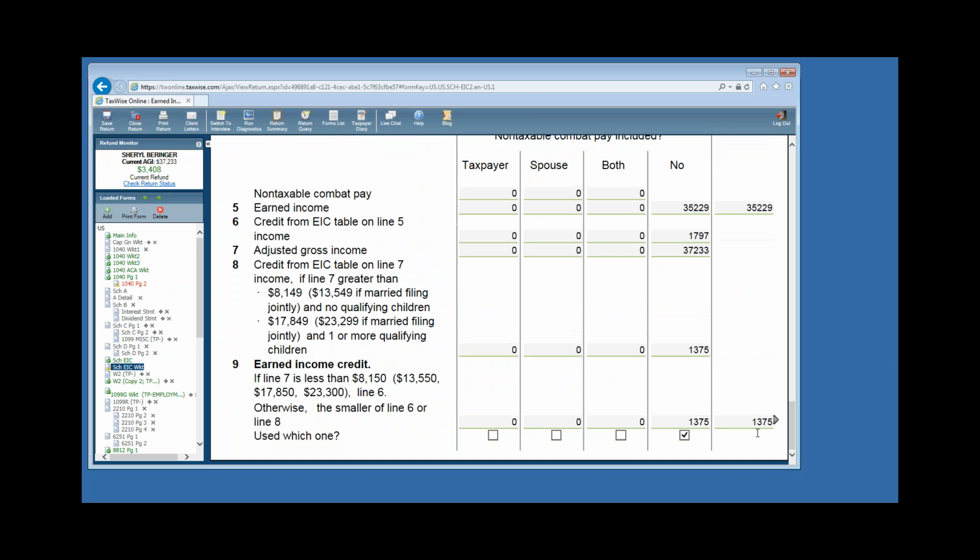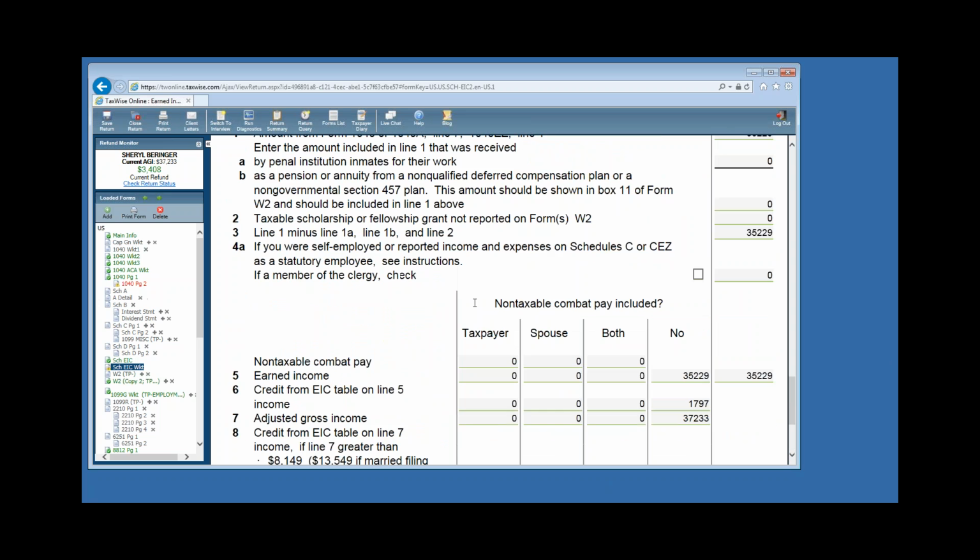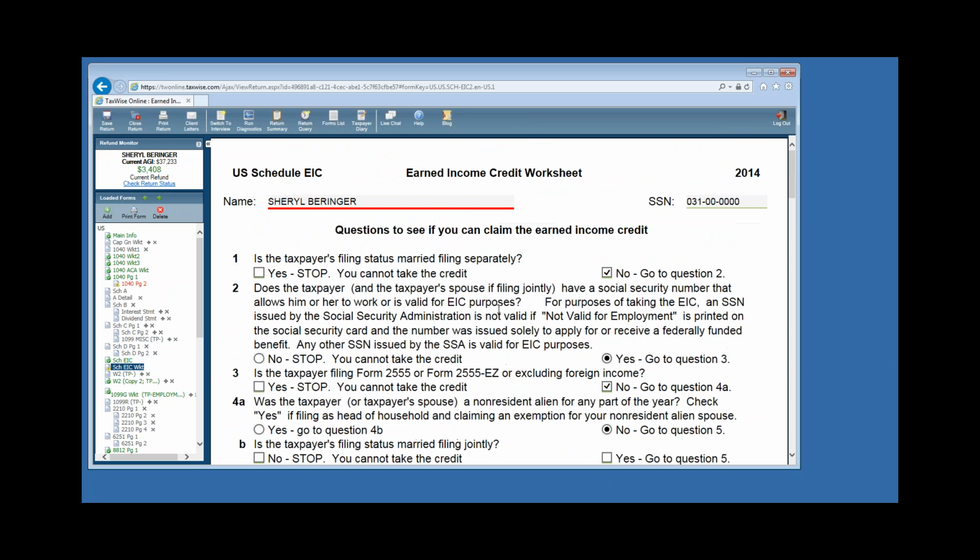And then you'll see down here, there's the earned income tax credit. So this form is going to highlight, and that's just because they'll see this little caution sign. Don't worry about that. That's okay.